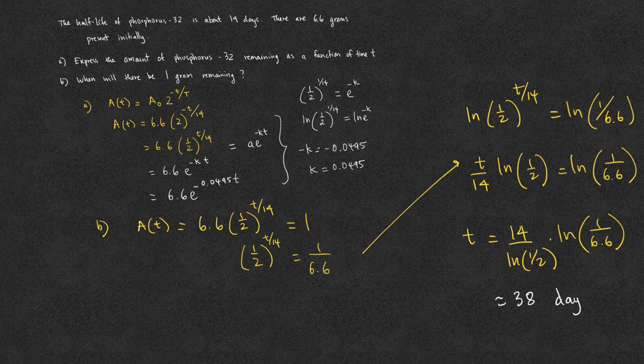This is the number of days. It will take about 38 days for phosphorus-32, with a half-life of 14 days, to end up with 1 gram remaining.